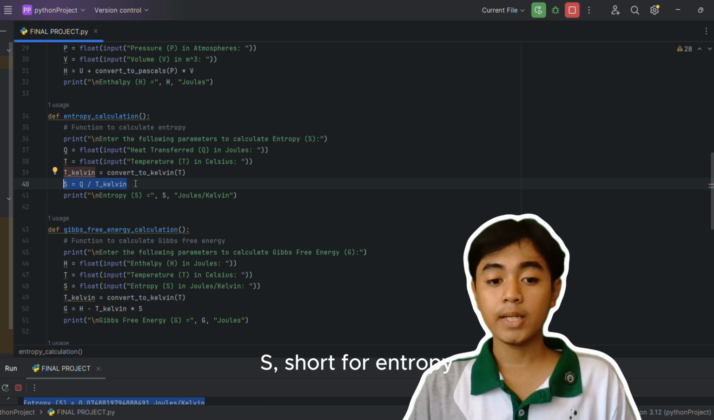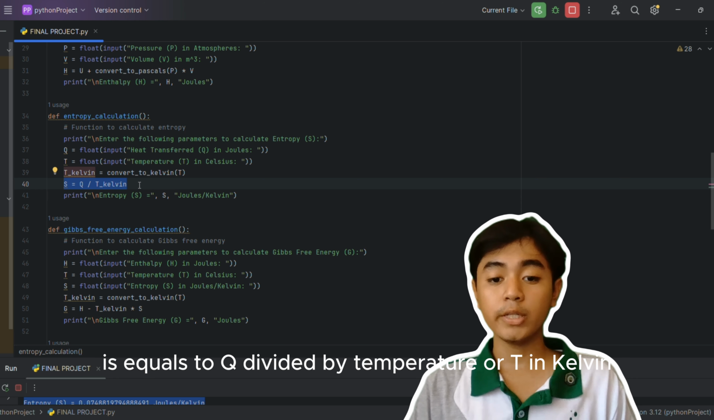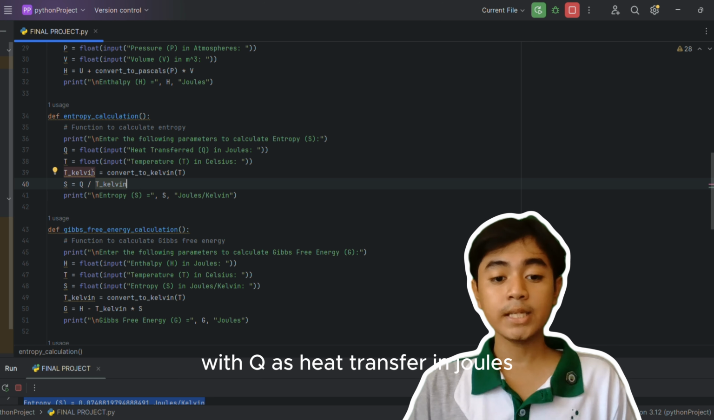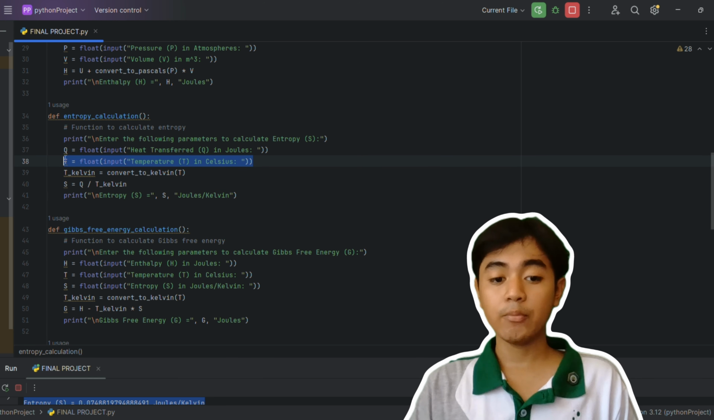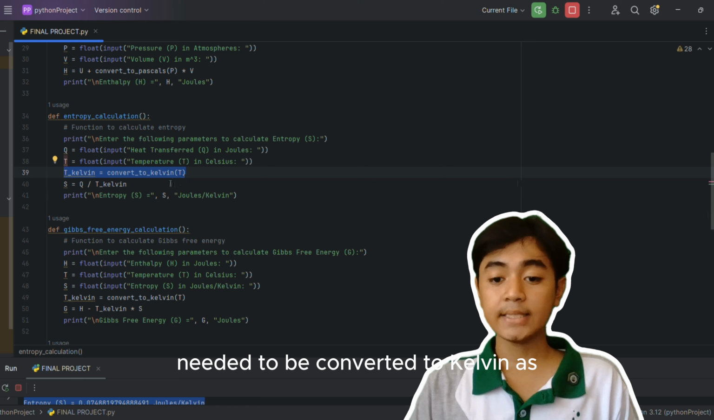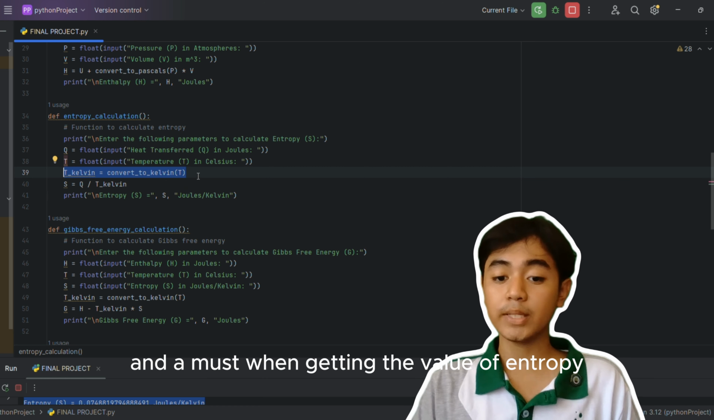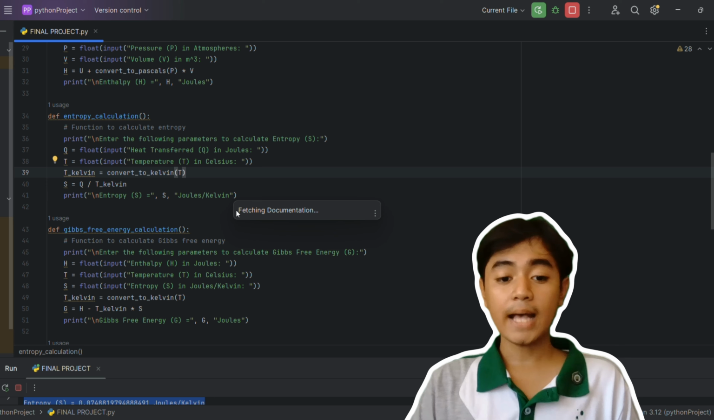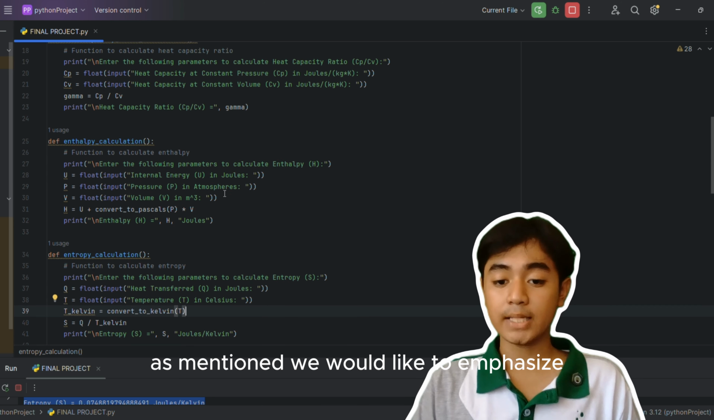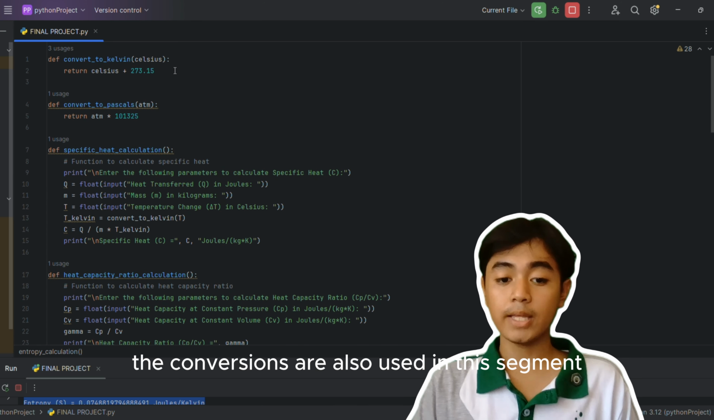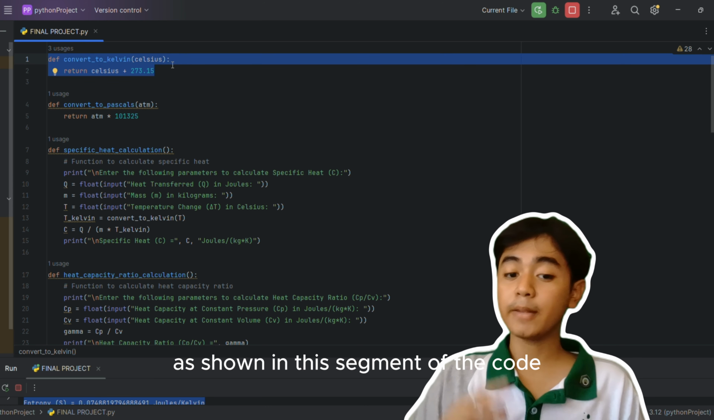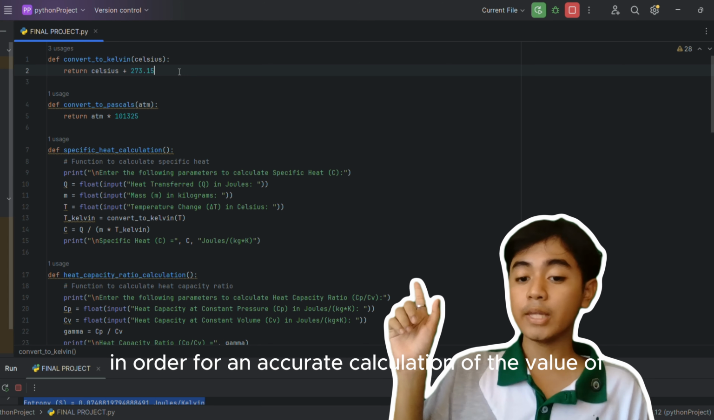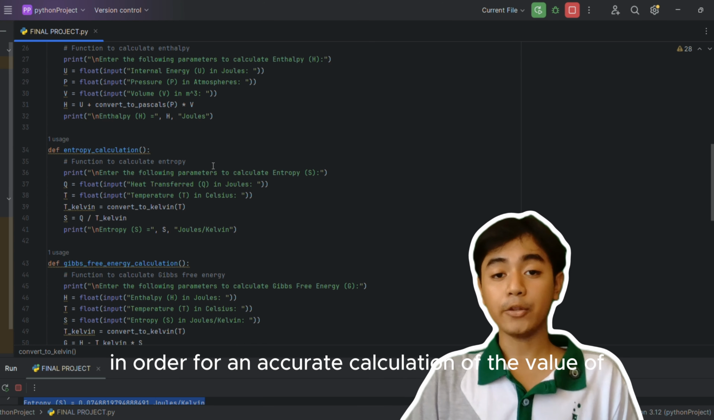The needed values for entropy are as follows. S, short for entropy, is equal to Q divided by T Kelvin, with Q as heat transferred in joules, T as temperature in Celsius, and T Kelvin as the temperature in Celsius converted to Kelvin, as it is an essential unit and a must when getting the value of entropy. As mentioned, we would like to emphasize that conversions are also used in this segment, with Celsius converted to Kelvin as shown in this segment of the code in order for an accurate calculation of the value of entropy.